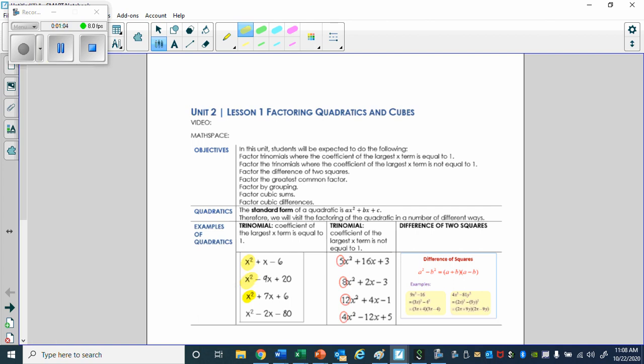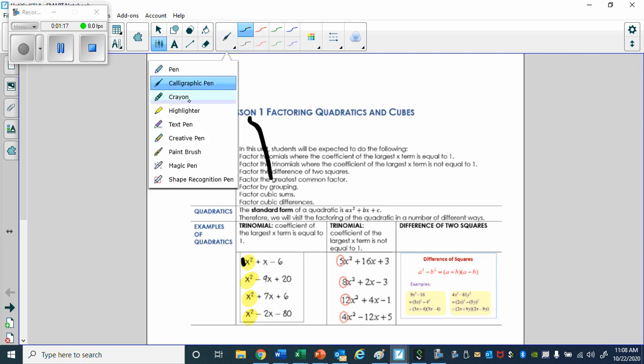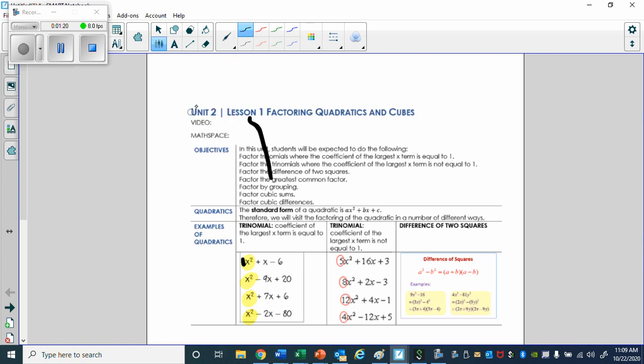For each of these quadratics, it happens to be x squared. The coefficient may be apparent, so 1 may be in front of it, or the coefficient might not be there. When it's not there, we can accept that the coefficient in front is equal to 1. Once we recognize this, we know we're dealing with a trinomial where the coefficient of the largest x term is equal to 1, or a is equal to 1.